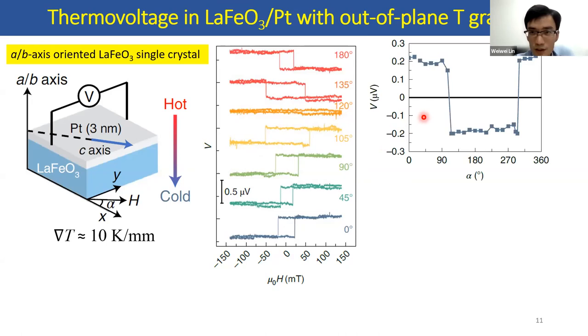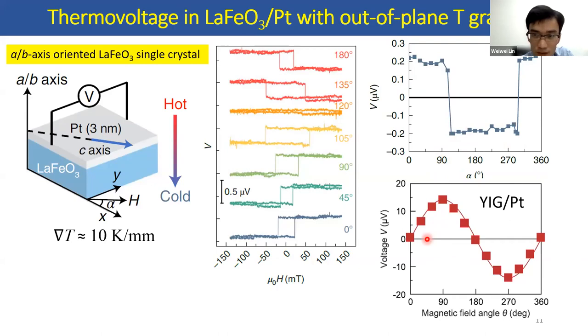Here I show the angular dependence. We can see two distinct voltage levels, positive and negative. When we rotate the magnetic field from 0 to 330 degrees, the voltage transitions between these two voltage levels. This is completely different from the angular dependence of the longitudinal spin Seebeck voltage in platinum YIG. As I showed before, that is a sine dependence. In lanthanum ferrite platinum, it's completely different.